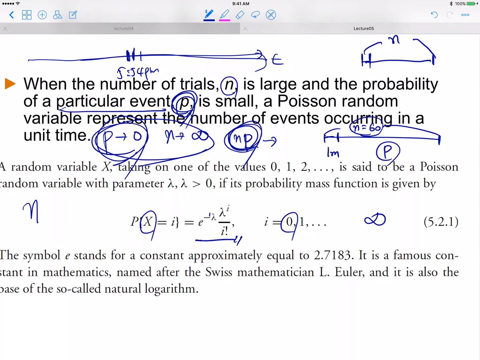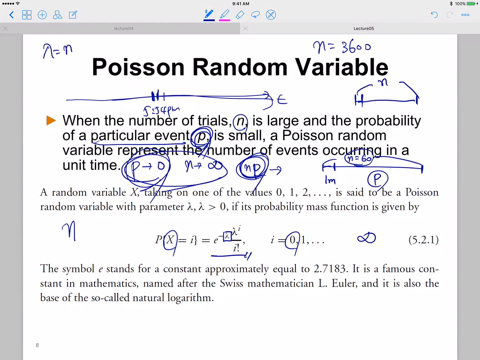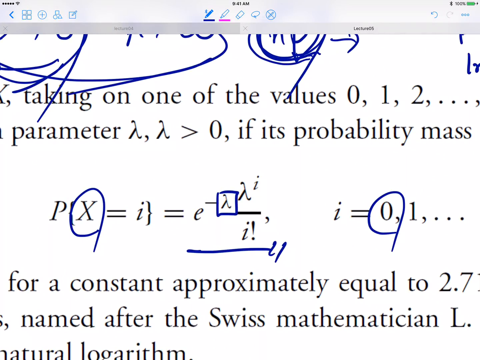Here we see lambda as a parameter value, and this lambda is n times p, which is the average number of customers visiting our convenience store. Let's view this probability mass function a little more closely. This is the number of people or customers, and lambda is given as our fixed parameter, just like a binomial random variable where we have a fixed n and p. Here, p and n are also fixed, and thus lambda is also fixed.